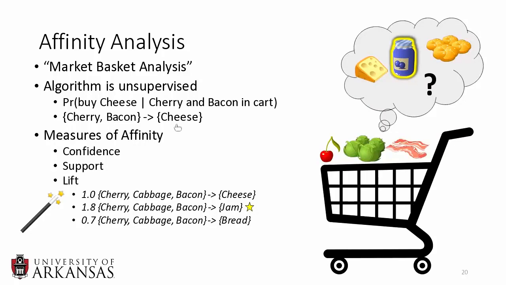There's measures of affinity, which is measures of how much certain things like to be in the cart together. We use measures of confidence, measures of support, and measures of lift. In our class, we cover a more full definition of each of these guys, but support is basically how frequently does this thing happen? If it only happens once in 1,000 carts, it might not be worth putting a lot of attention into.